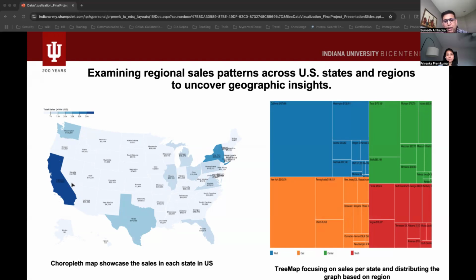We have drawn a similar visualization using a tree map, which also shows the states as well as the regions based on the area they consume. So here in the tree map, you can see the cells in blue have higher sales on the western side, whereas the south side has lower sales. Moving to the next slide.